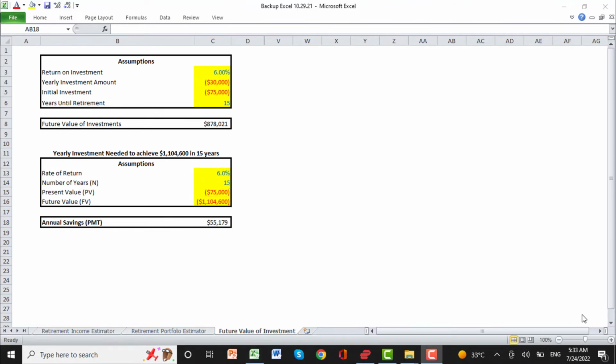And you can see they would need to save $55,179 per year as compared to the $30K they're currently able to save to get to their portfolio value of $1,104,600. So at this point, Jason and Sarah need to reassess their assumptions and/or their goal, because their current goal is just not realistic given the amount they can save and their ability and willingness to bear risk.